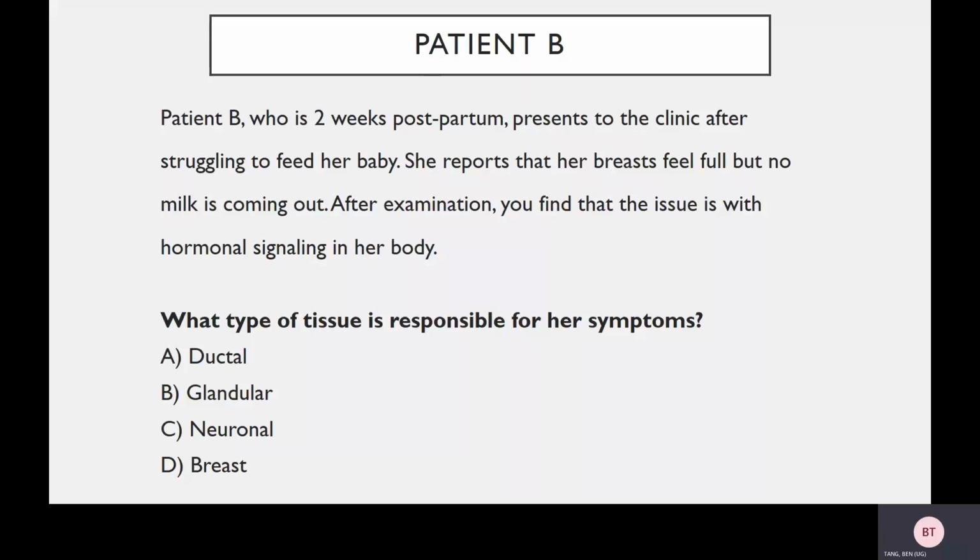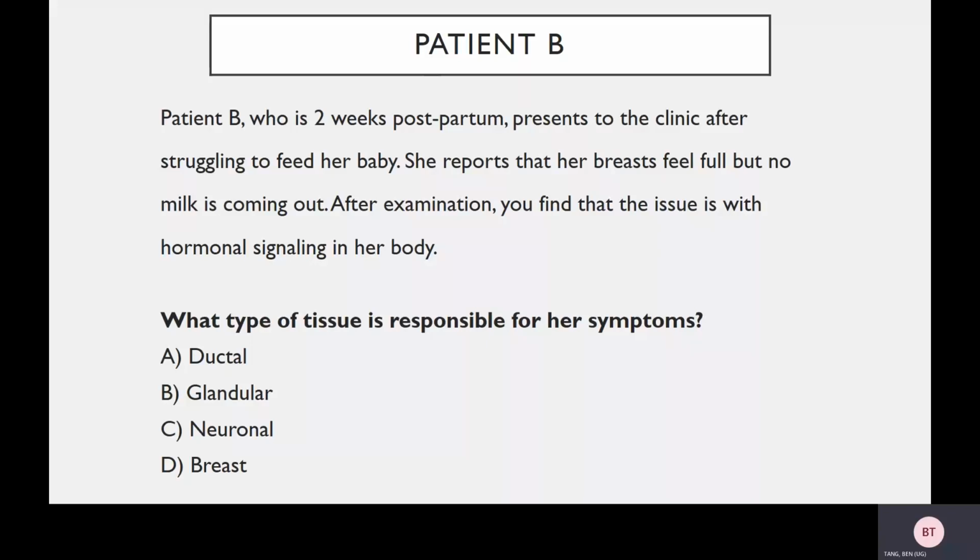Well, so the patient reports that her breasts feel full, but no milk is coming out. And then I mentioned specifically that the issue is with hormonal signaling. So from that last sentence, you can pretty much cancel out ductal and breast, right? Because those aren't really involved in the hormonal signaling that we know of. So it's either glandular or neuronal.